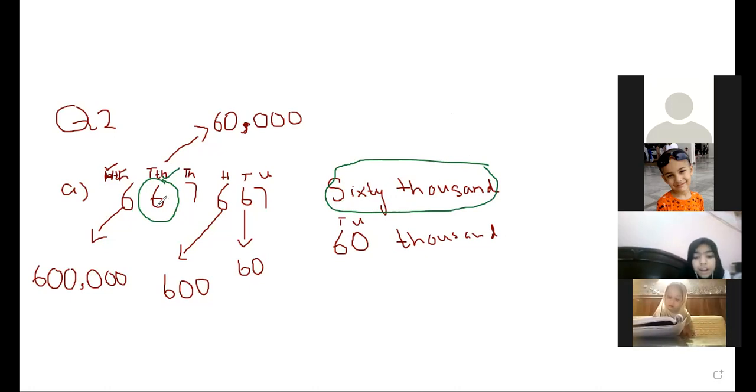If you understand this, you can easily do these parts of the question.